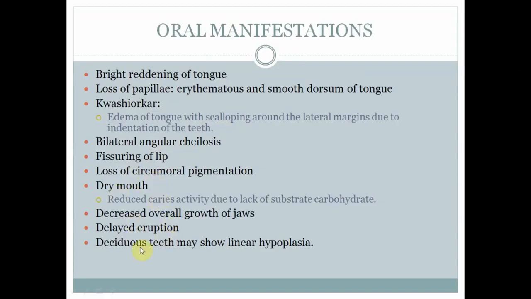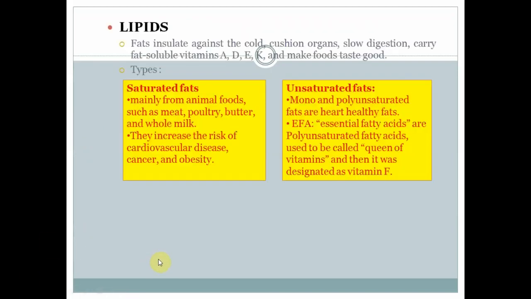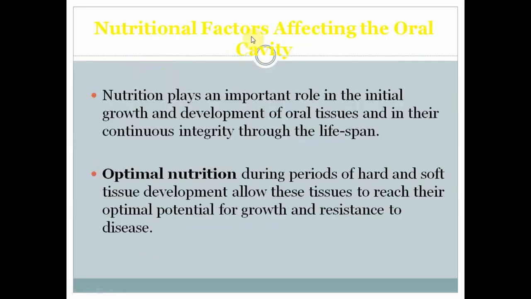So the basic thing is that most of the oral manifestations are the same for most of the vitamin deficiencies, and there are slight variations in color appearance, but 60 to 70% is the same. There is delayed eruption, and deciduous teeth may show linear hypoplasia. Lipids, we know, are fats, basically saturated and unsaturated fats, and fat soluble vitamins A, D, E, K carry these lipids.